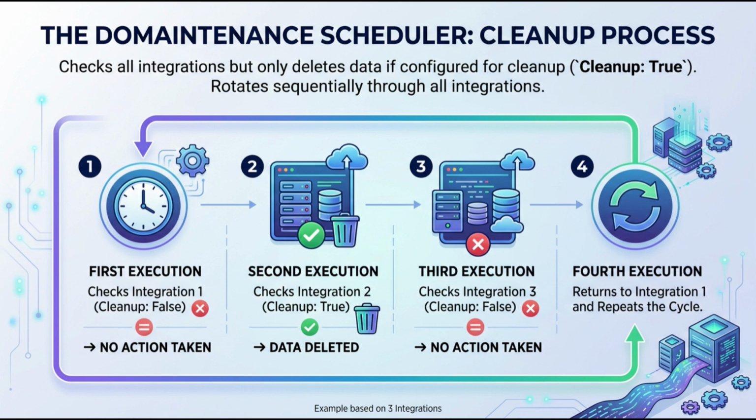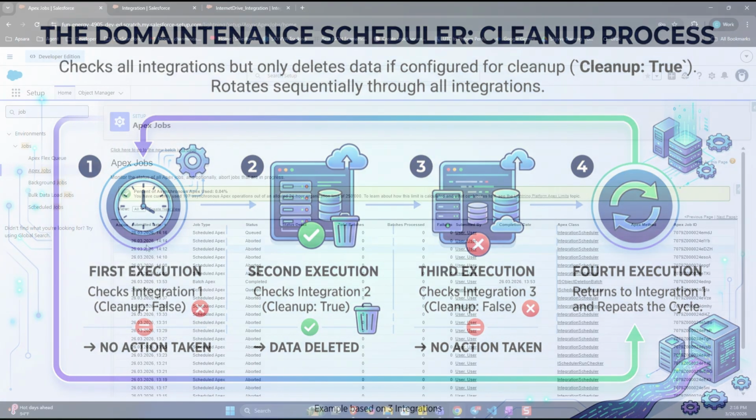The scheduler rotates through the integrations one by one. For example, if an org has 3 integrations and only integration 2 is configured for cleaning, first execution checks integration 1 cleanup. False. No action taken. Second execution, checks integration 2, cleanup, true, deletes data. Third execution, checks integration 3, cleanup, false, no action taken. Fourth execution, returns to integration 1 and repeats the cycle.